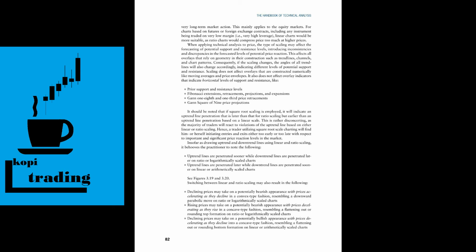When applying technical analysis to price, the type of scaling may affect the forecasting of potential support and resistance levels, introducing inconsistencies and discrepancies in the forecasted levels of potential price reaction. This affects all overlays that rely on geometry in their construction, such as trend lines, channels, and chart patterns. Consequently, if the scaling changes, the angles of all trend lines will also change accordingly, indicating different levels of potential support and resistance. Scaling does not affect overlays that are constructed numerically, like moving averages and price envelopes.